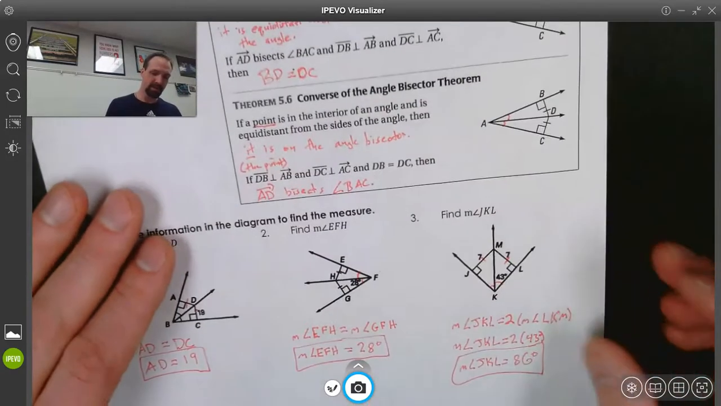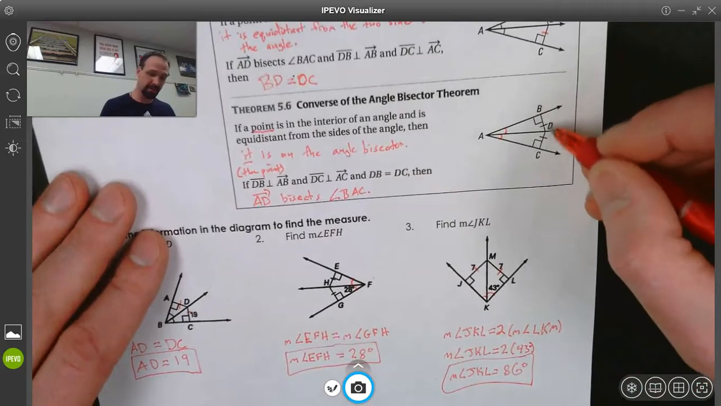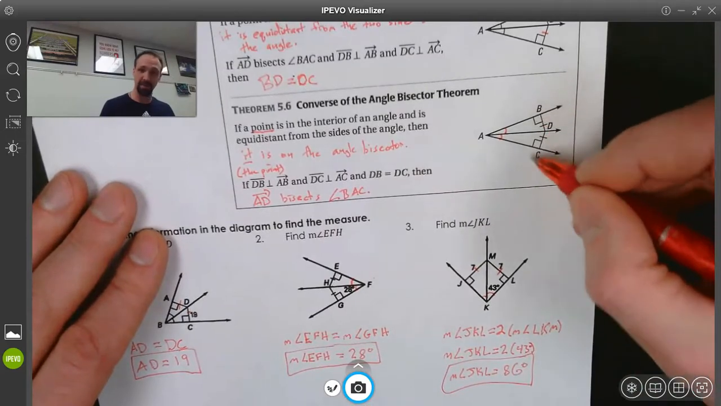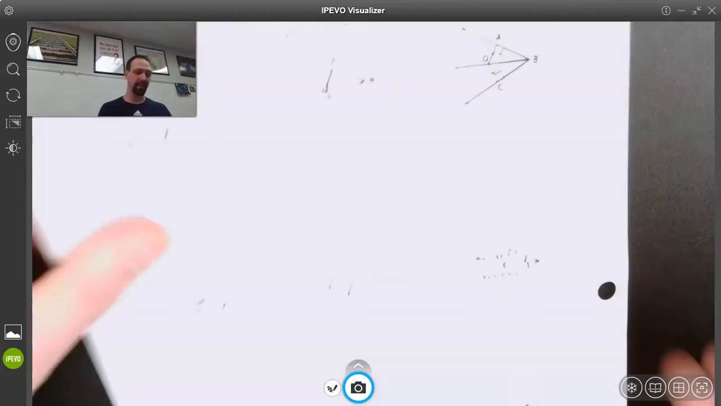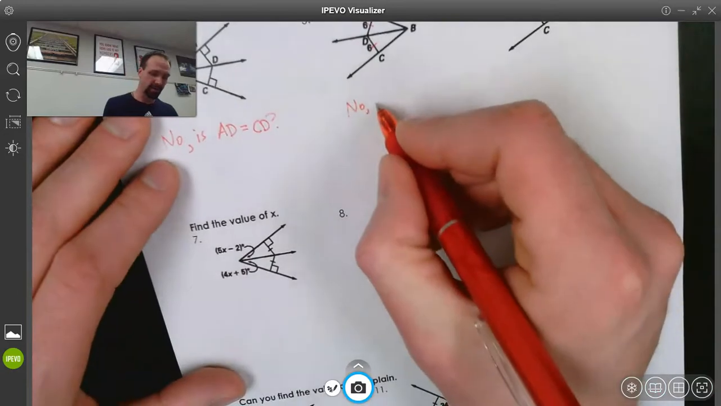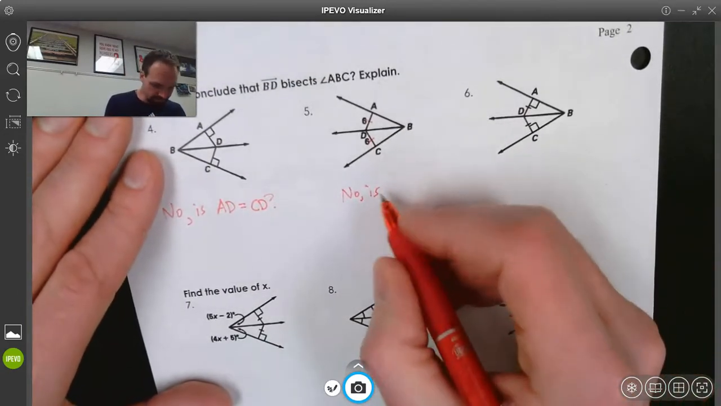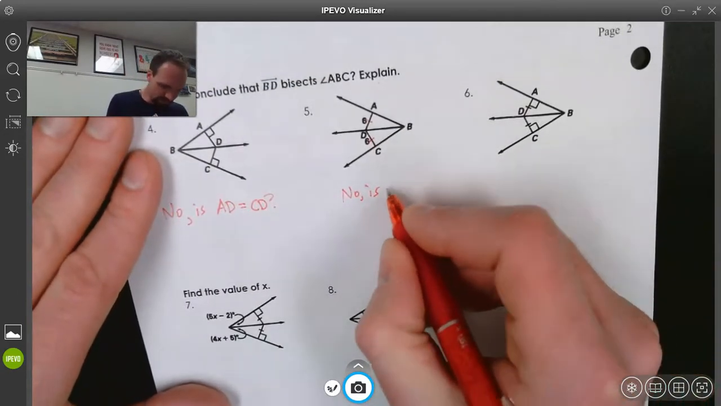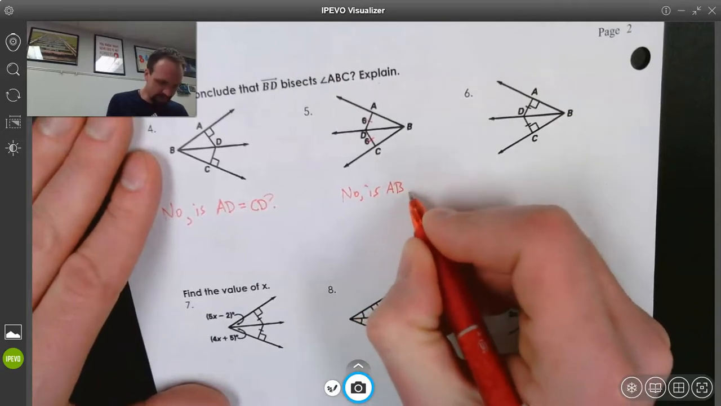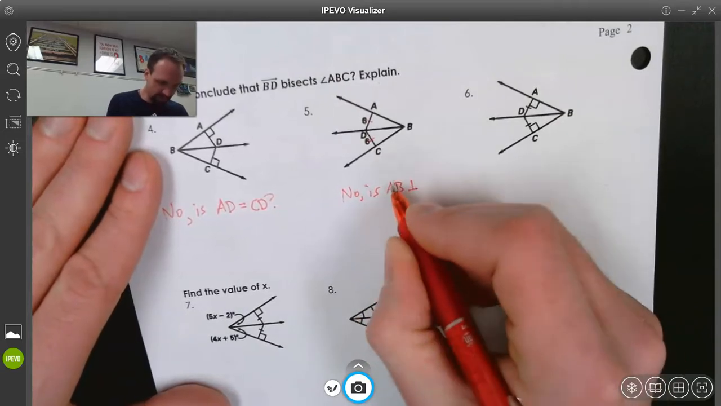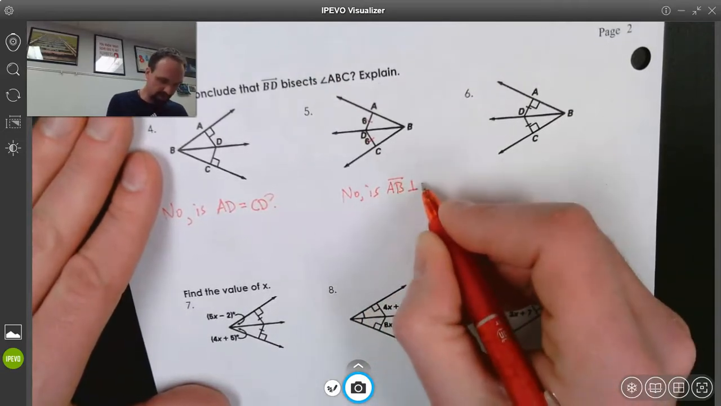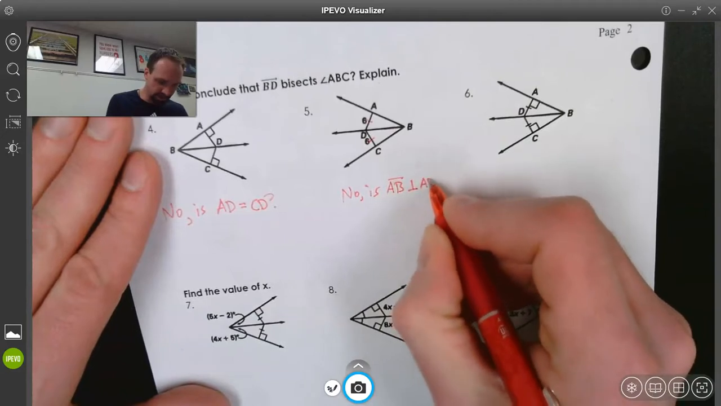So for this one, it's fitting into this part here. I don't know if I have the perpendicular parts there, or if we have right angles. So what I'm going to do is check segment AB perpendicular to segment AD.